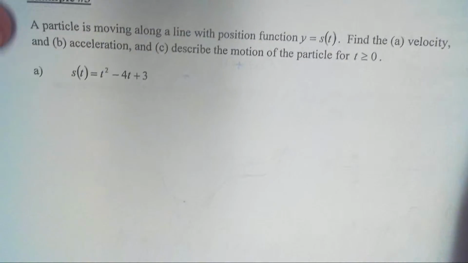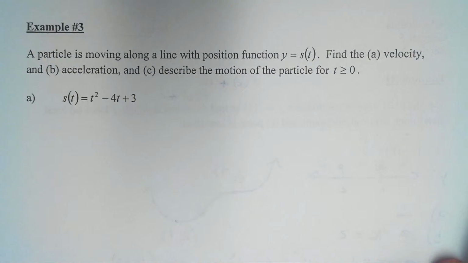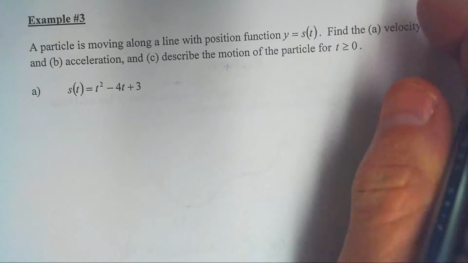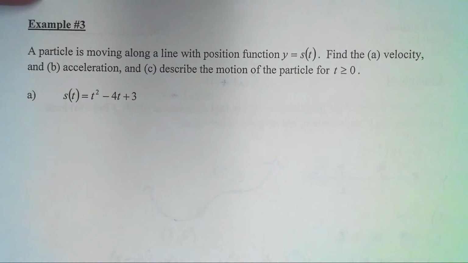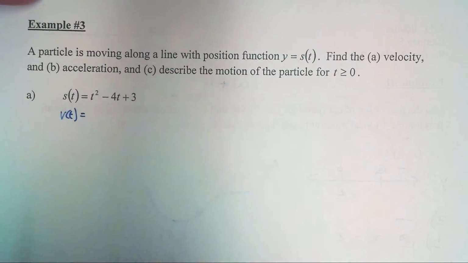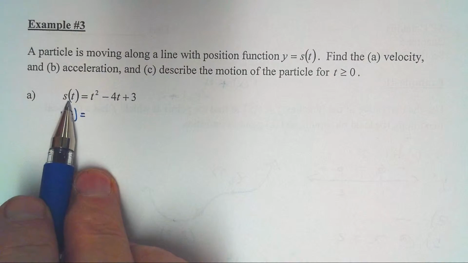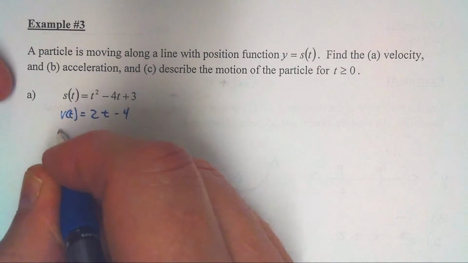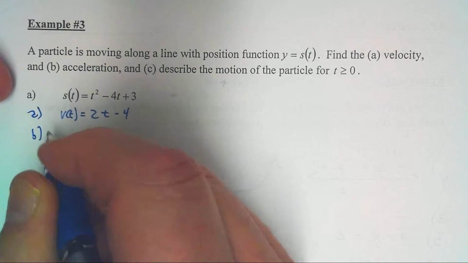Okay, been a while since we talked about particles moving. Now, a particle could be moving left, right, along a line, up, down at 45-degree angles. So we're going to speak about that, just moving in negative directions, moving in positive directions. First, we're going to find the velocity, and when it's a polynomial, it's a breeze. The velocity is just the first derivative of position, and the first derivative of a polynomial is simple. 2t minus 4. That's part A. B, acceleration.